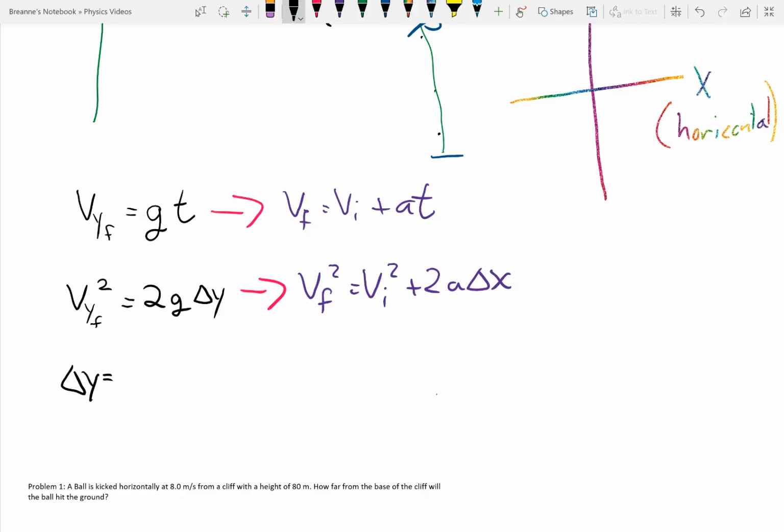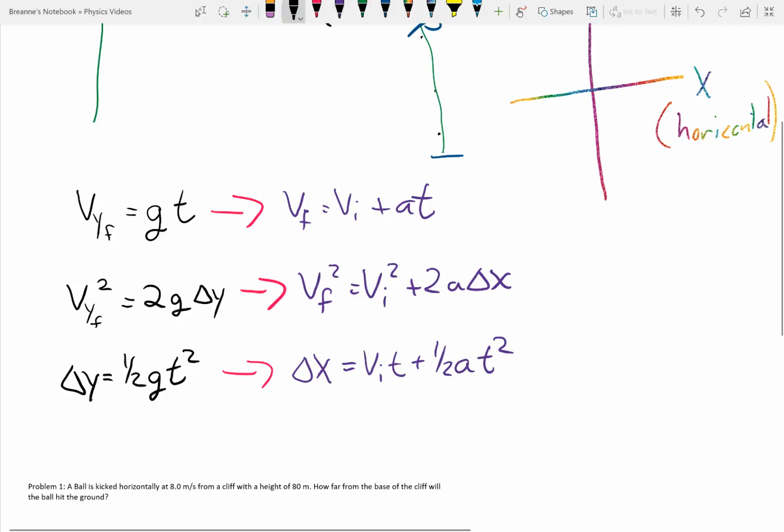We have one more: delta y equals 1/2 g t squared. That's modified from our original equation. Again, we're in the y direction, our a turns into a g, and we don't have an initial velocity. So those are our equations in the y direction, dealing with the horizontal.